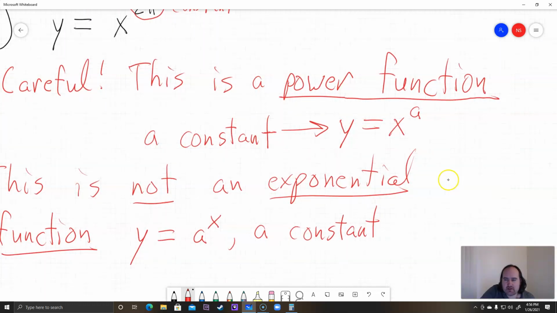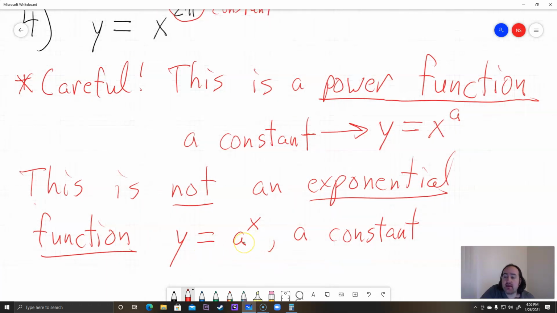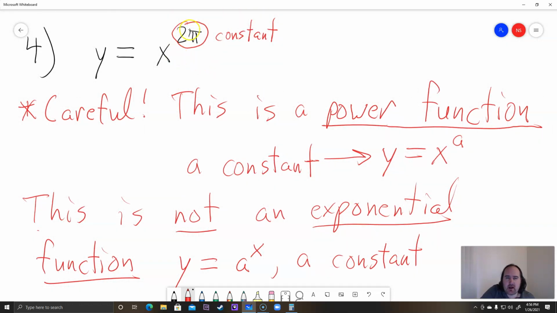Okay, so a power function has a constant as the exponent, whereas an exponential function has a constant as the base. So here this one is a power function because the exponent is constant and the base is the variable. So here we're going to be using the power formula. We just bring the exponent out front and decrease it by 1. So it's actually a really easy problem if you know what to do.